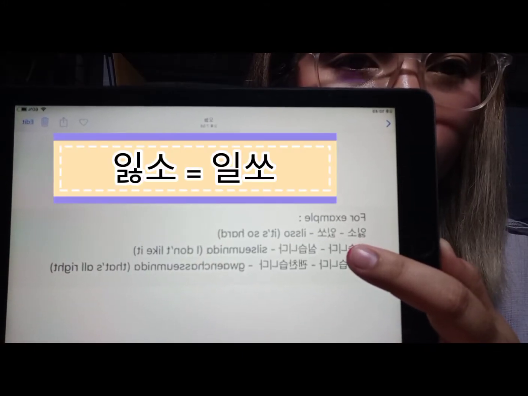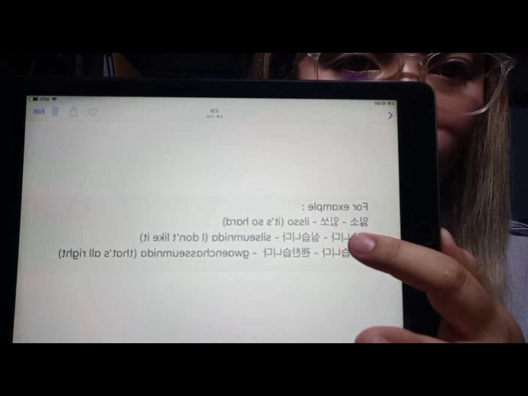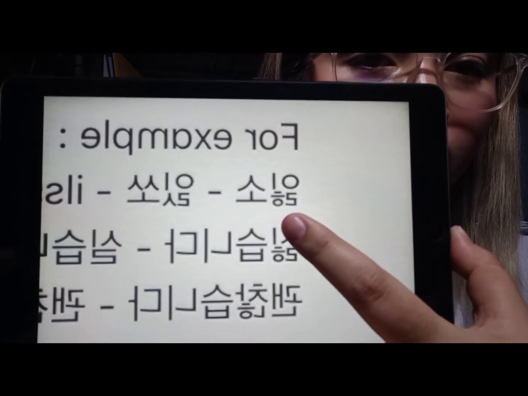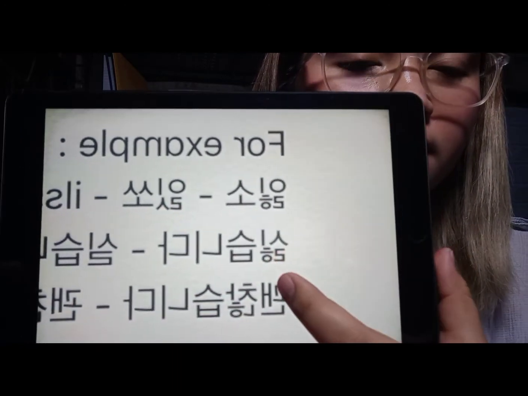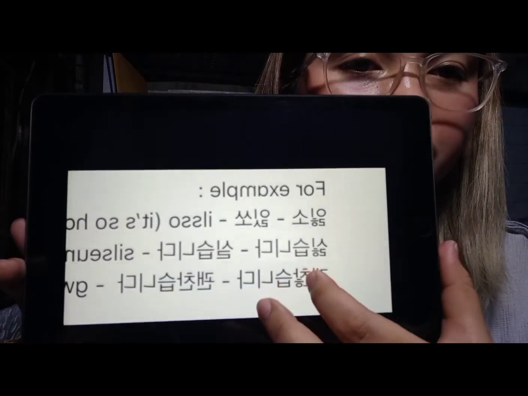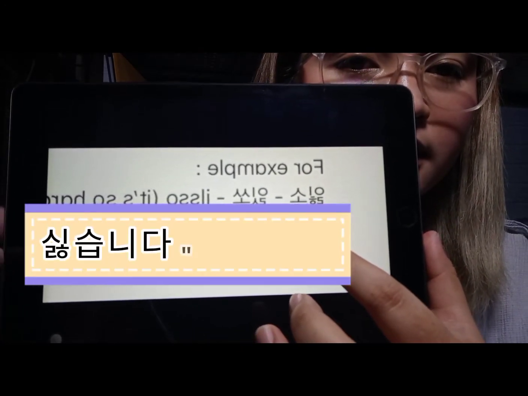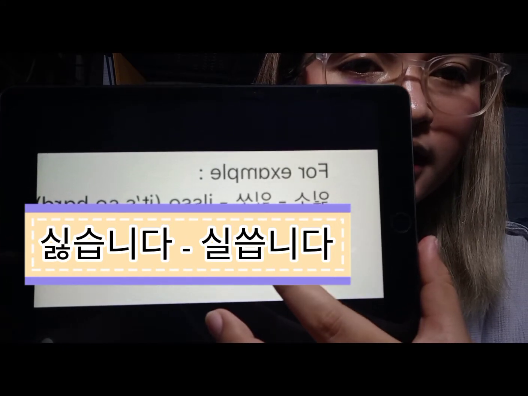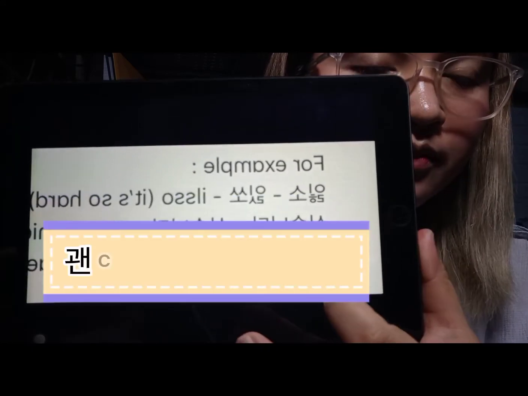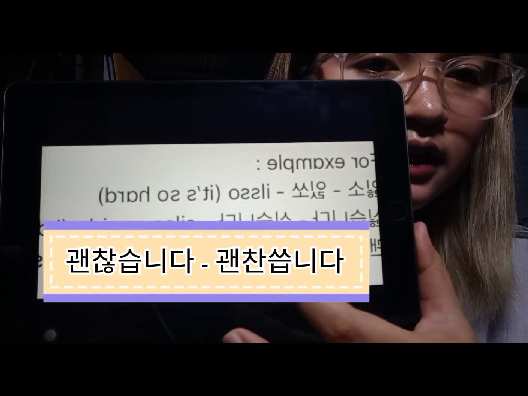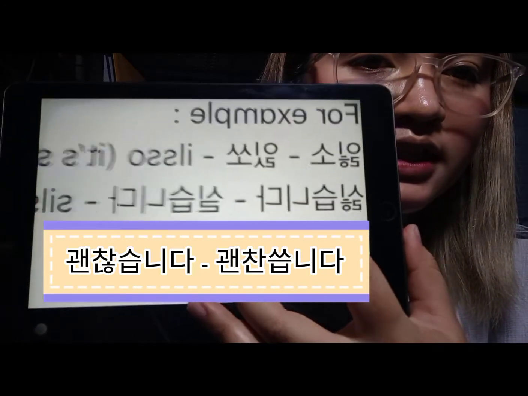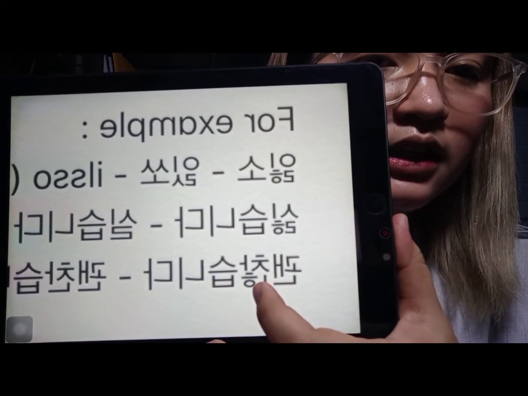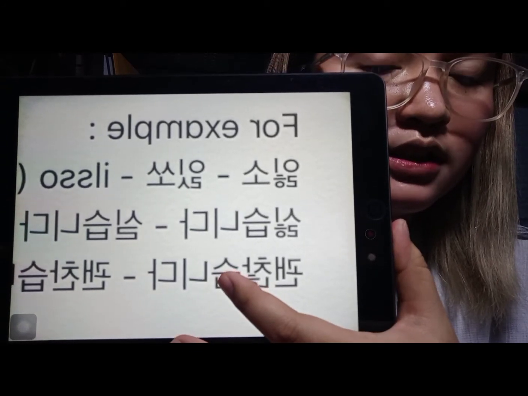Ito yung mga example niya. Ilso. And lil hiyat, tas may kasunod na shiyot. Ito, mali lang ito. May sobrang letter S dito. So, dito sa next word ay Silsumnida. Kwenchasumnida. Ito, nian hit. Tapos may kasunod na shit.